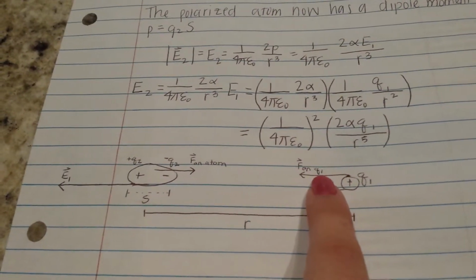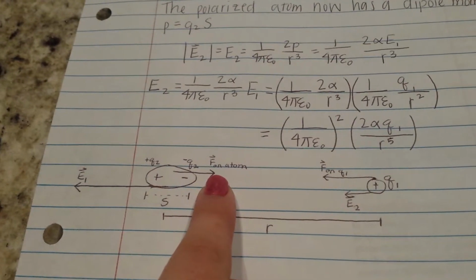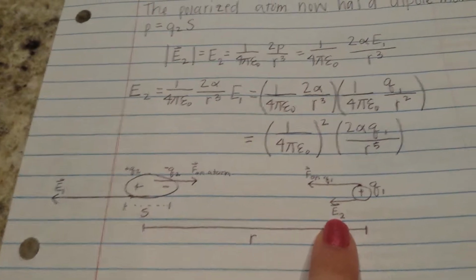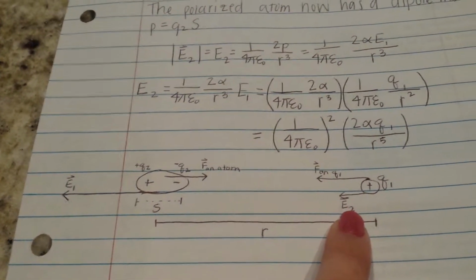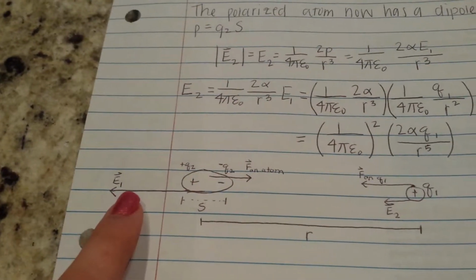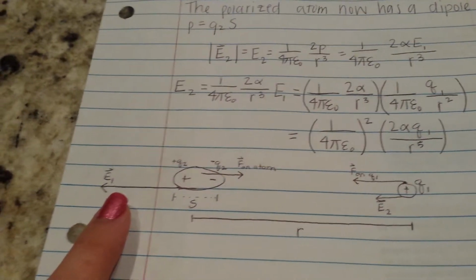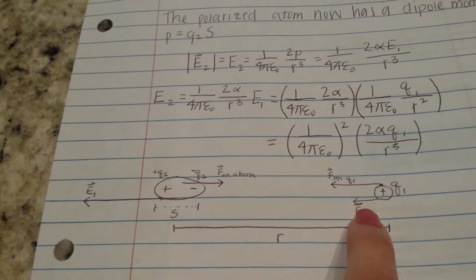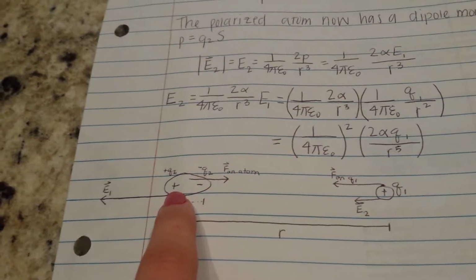You can see here that the force on Q1 and the force on the atom are equal and opposite in magnitude and direction. However, the electric field here, E2, on the point charge, is much smaller than E1, the electric field due to the induced dipole. However, they're in the same direction because the positive here is attracted to the negative here. However, the positive here is repelled away from the positive here.